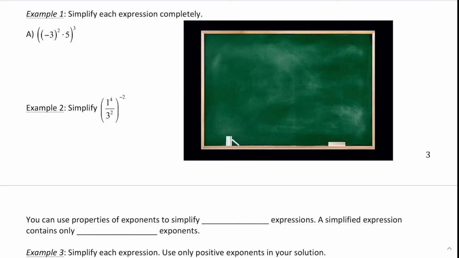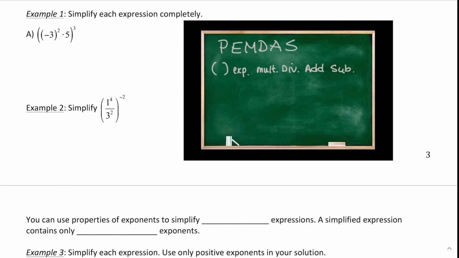Simplify each expression completely. So we want to keep in mind PEMDAS, and that stands for parentheses, exponents, multiply, divide, add, and subtract.